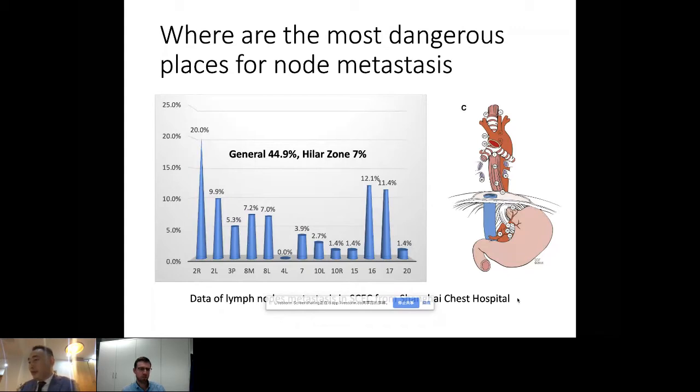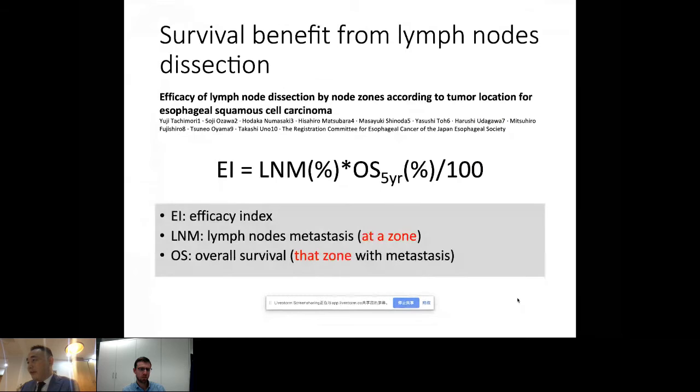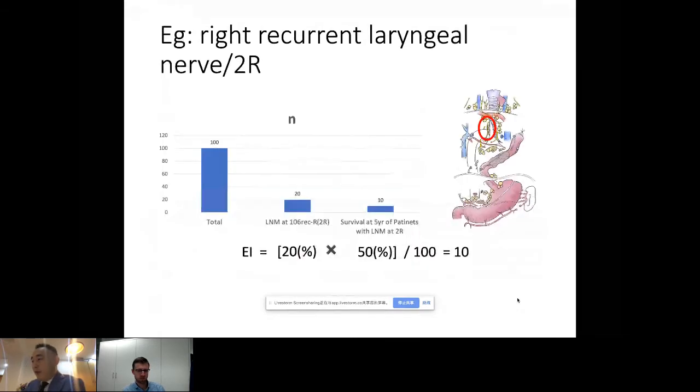Japanese doctors have designed an efficacy index to describe the importance of lymph node dissection at each station for long-term survival. If we take the 2R lymph nodes as an example, in Asia we call it the recurrent laryngeal nerve lymph nodes. The first column on the left is that we have 100 patients. The second column is that after operation, 20 patients were found with node metastasis at 2R, which is a 20% metastasis rate at this station.